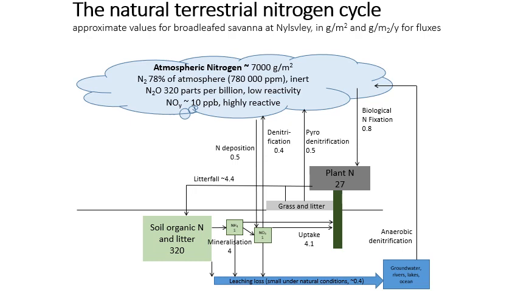So in this natural terrestrial system, although you have a very open cycle with a lot of inputs and a lot of outputs, it's also in balance. So the total amount of nitrogen in the system is not changing too much.